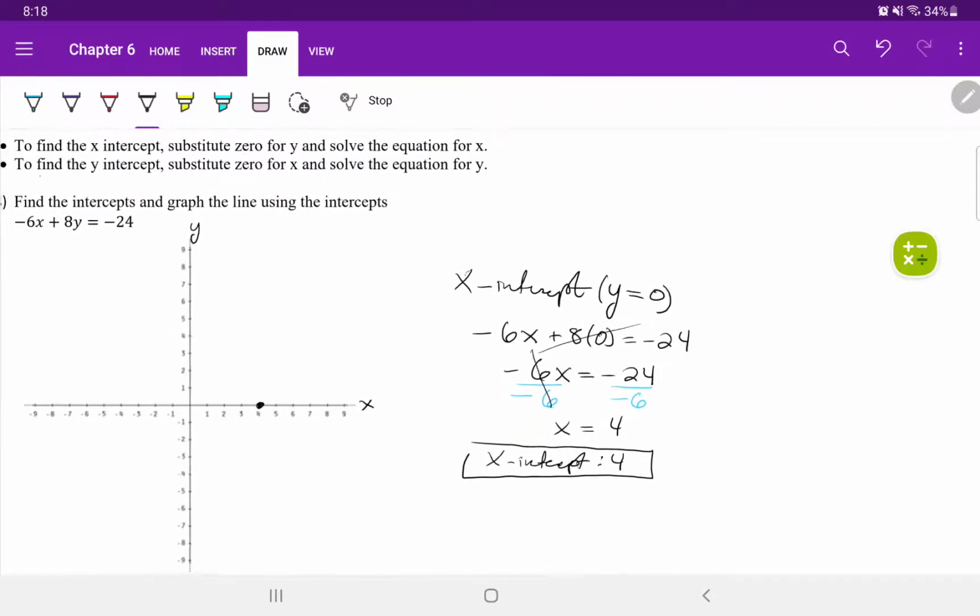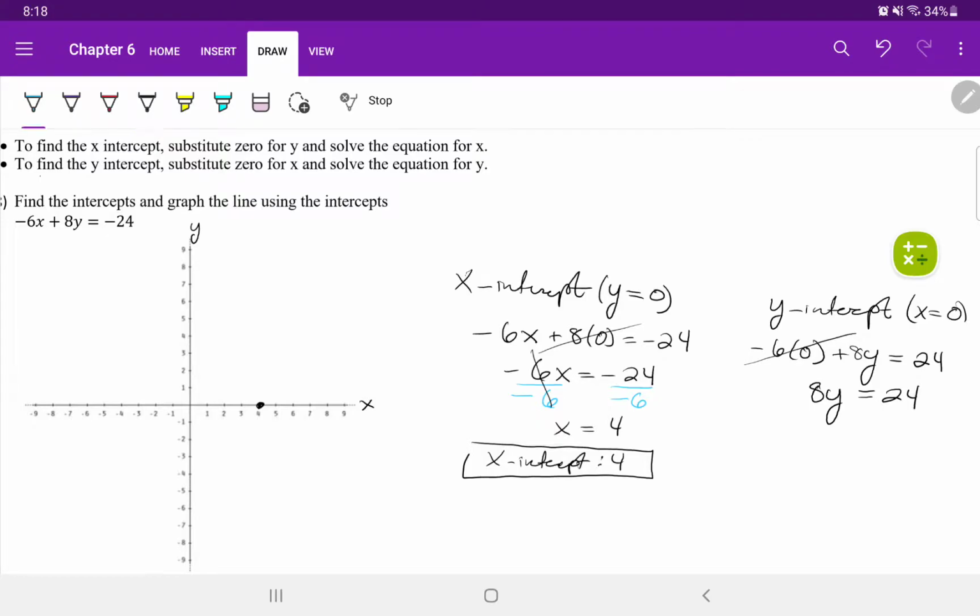We now want to find the y-intercept. And to find the y-intercept, we're going to set x equal to 0 and solve for y. Negative 6 times 0 plus 8y equals negative 24. Negative 6 times 0 is 0. 8y equals negative 24. To get y by itself, we're going to divide both sides by 8.